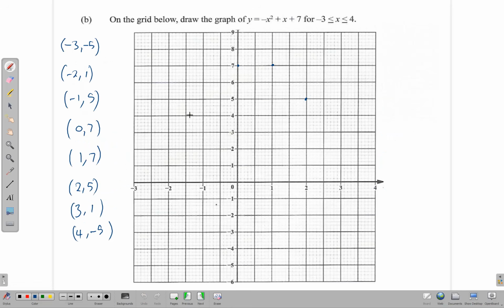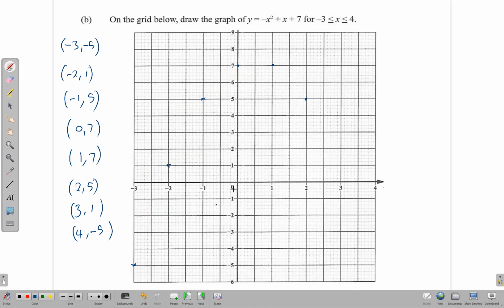It's asking us to draw a graph. I've already copied the values that we need to draw the graph here, so it tells us the graph for the domain. The graph paper is already set up in terms of our scale. We're using 2 centimeters to 1 here and 1 centimeter to 1 on the y-axis. So let's begin. -3 to -5 is this point here, right there in the corner. Then -2 to +1 is right here, and -1 to 5 is here.